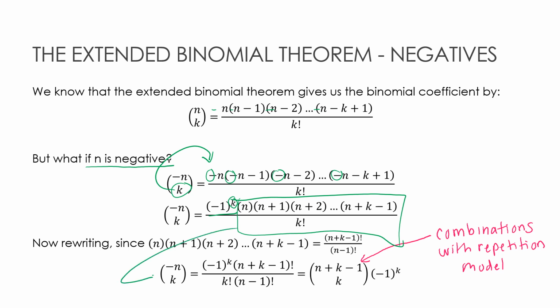which looks like this. And if you'll notice, this part is just my combinations with repetitions model, n plus k minus 1, choose k, which is super interesting. And then of course we just have to take it times negative 1 to the k, because that was not part of our original function. Let's take a look at how we might use this.